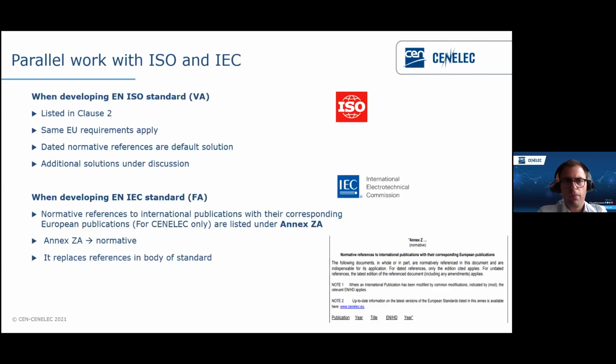I have one slide about the parallel work with ISO and IEC, just to inform you that when you develop a harmonized standard under the Vienna Agreement, so an EN ISO standard, the same rule applies. The Commission still has the same requirements in terms of normative references. When we talk about EN ISO, the normative references list is available in clause 2. However, the default solution should always be to date the normative references.